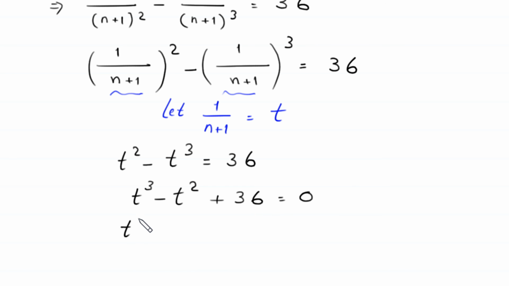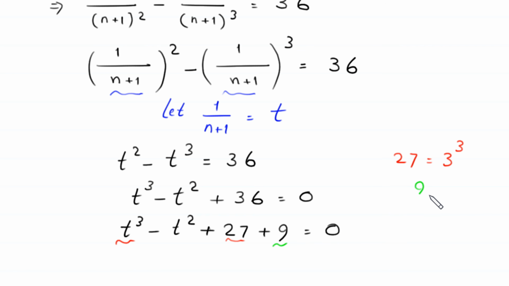Next, t³ minus t², we can write this 36 as 27 plus 9, is equal to 0. Now this 27 is the same as 3³. So we write this 27 with this t³. This 9 is the same as 3². So we write this 9 with this t² like this: (t³ + 27) minus (t² + 9) is equal to 0.